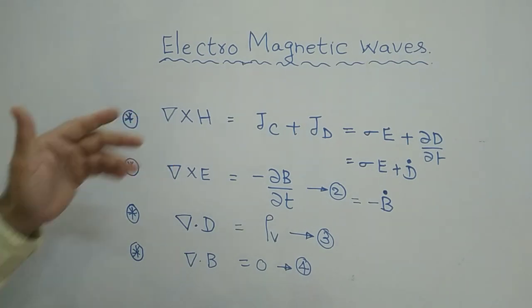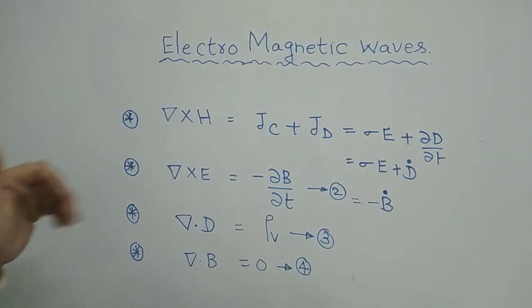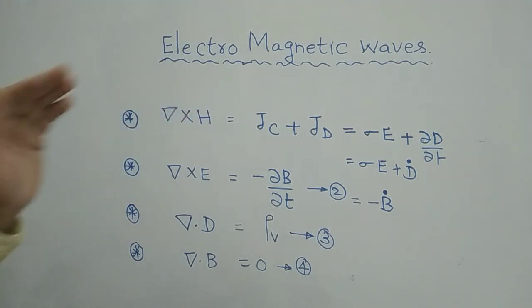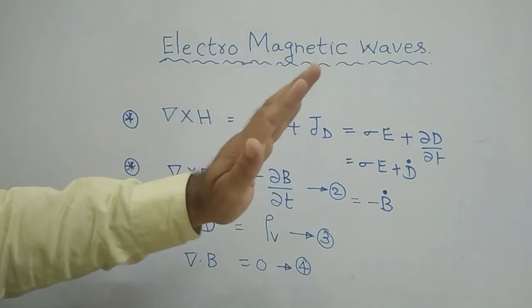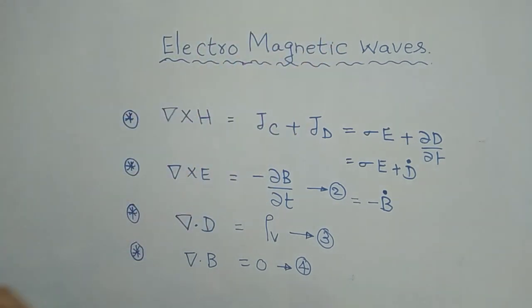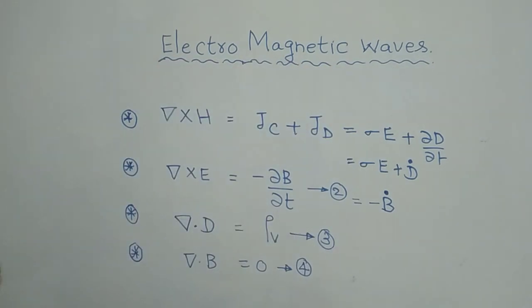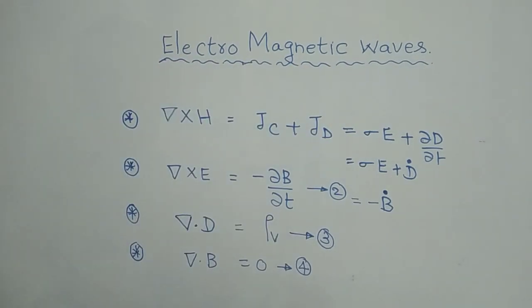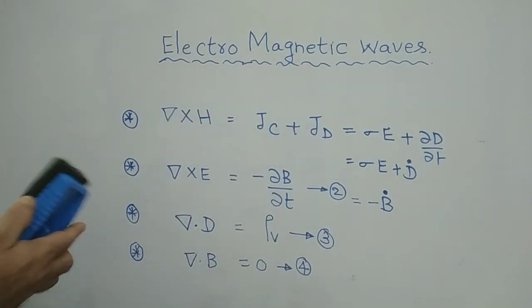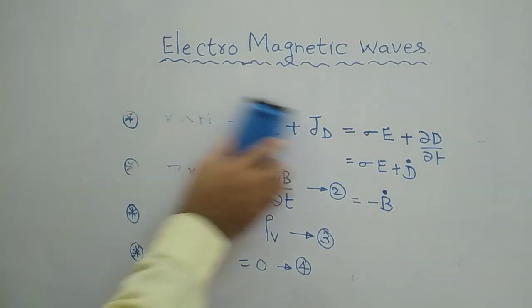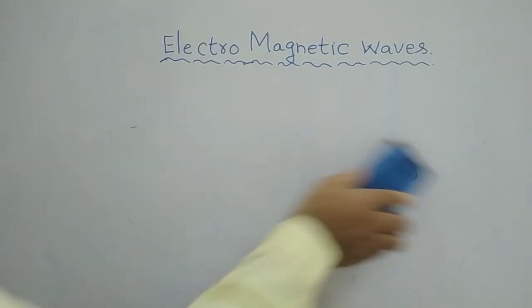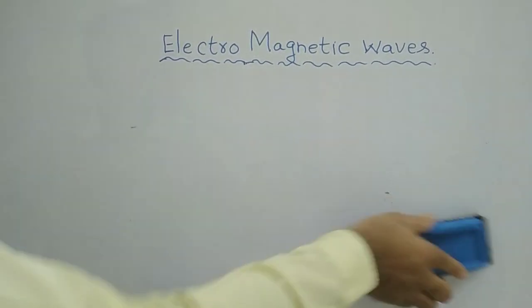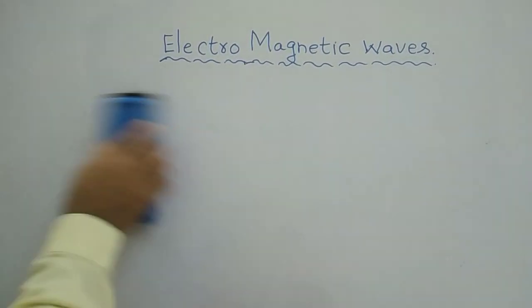Free space is a non-conducting medium. Remember that. Therefore, the same expression can also be seen for a conducting medium, a perfectly conducting medium. Now let us see the electromagnetic waves for free space.